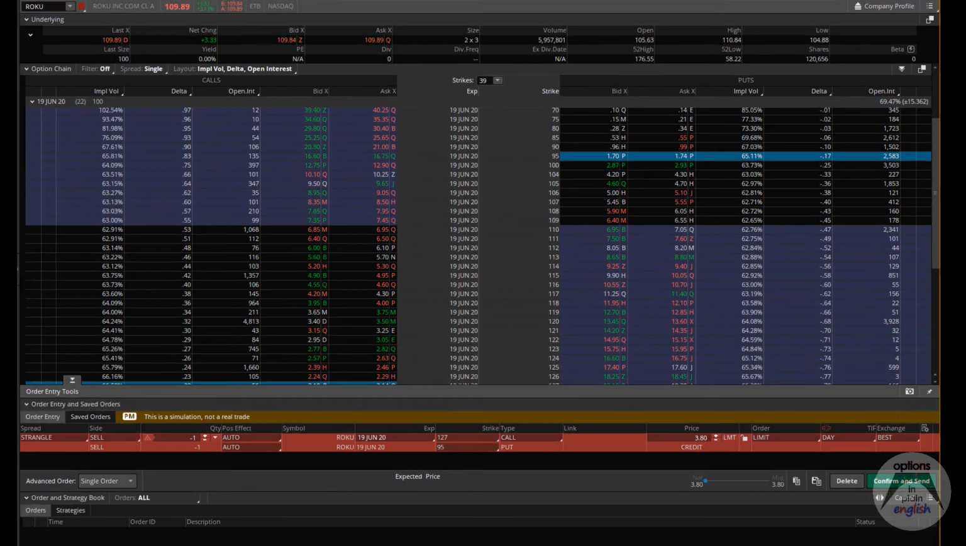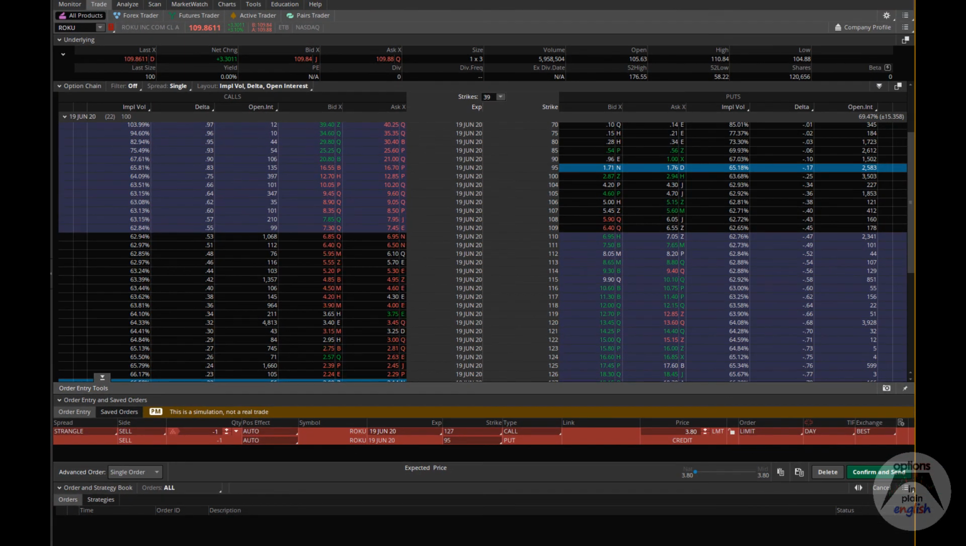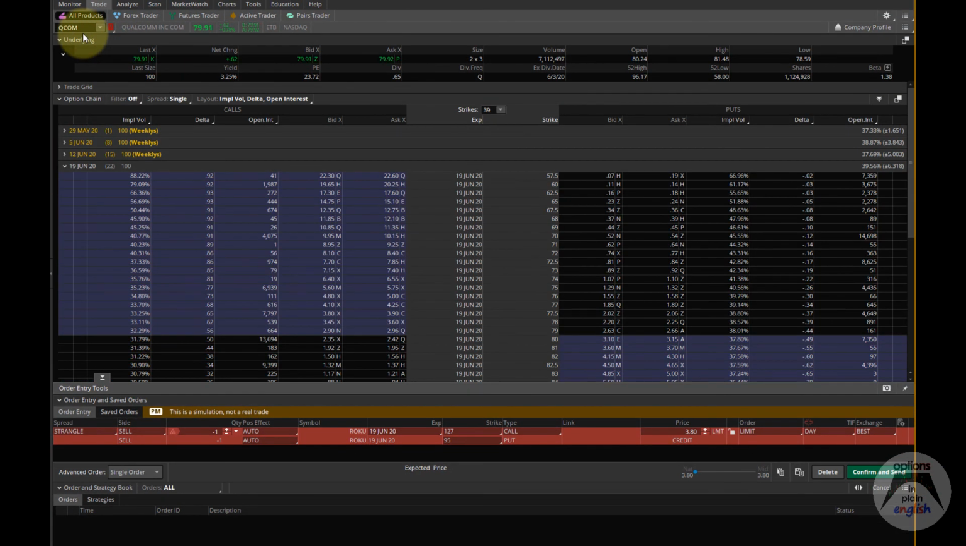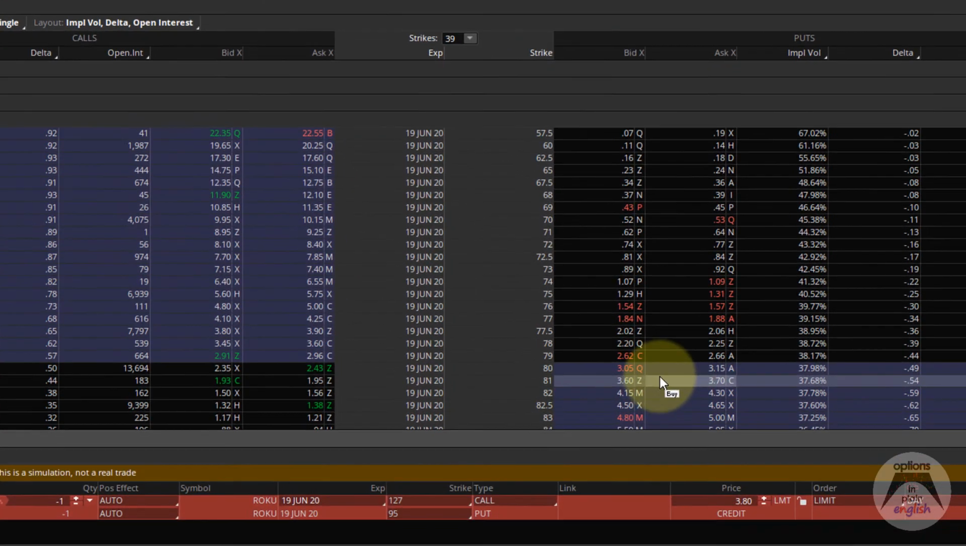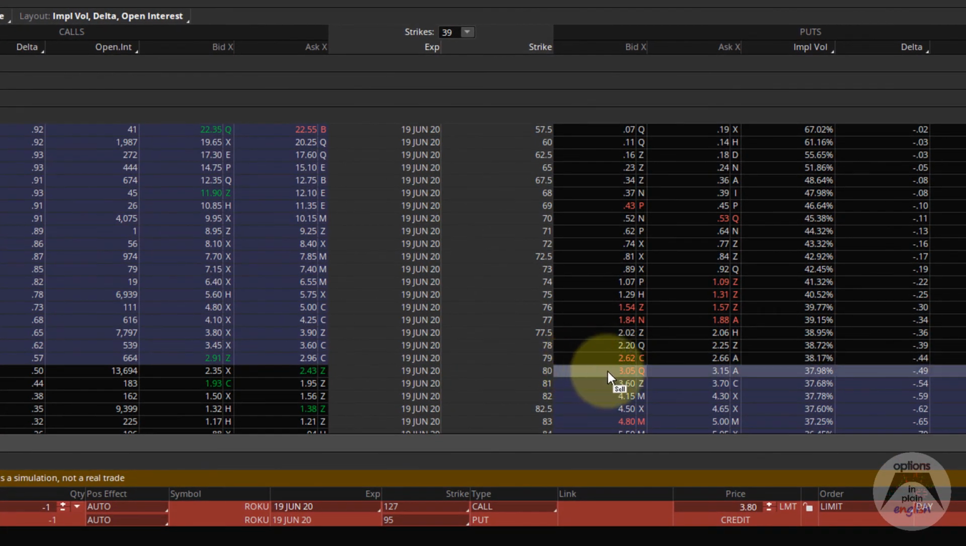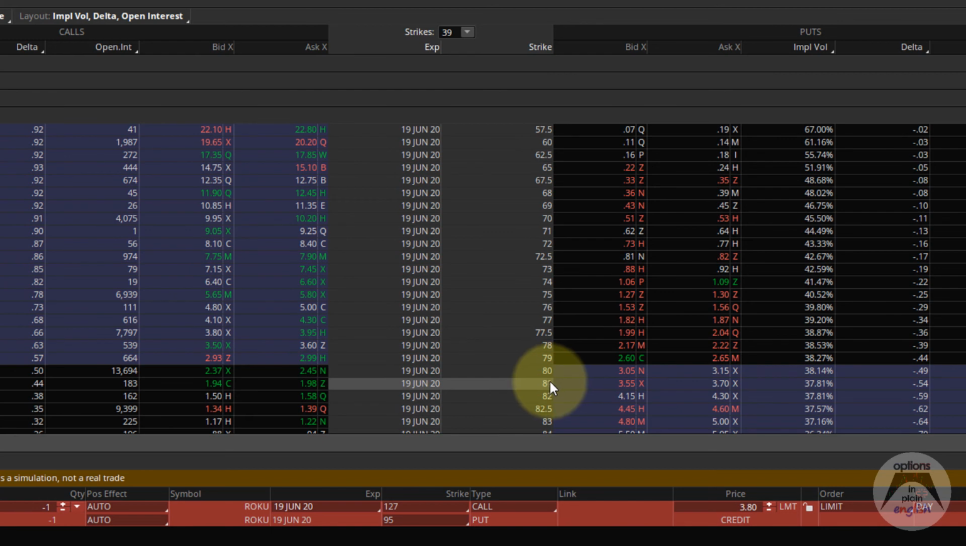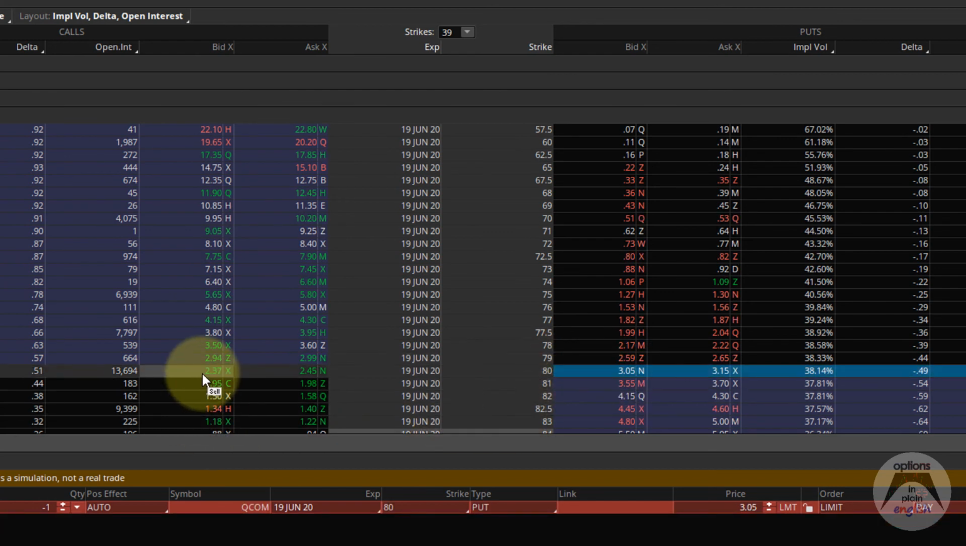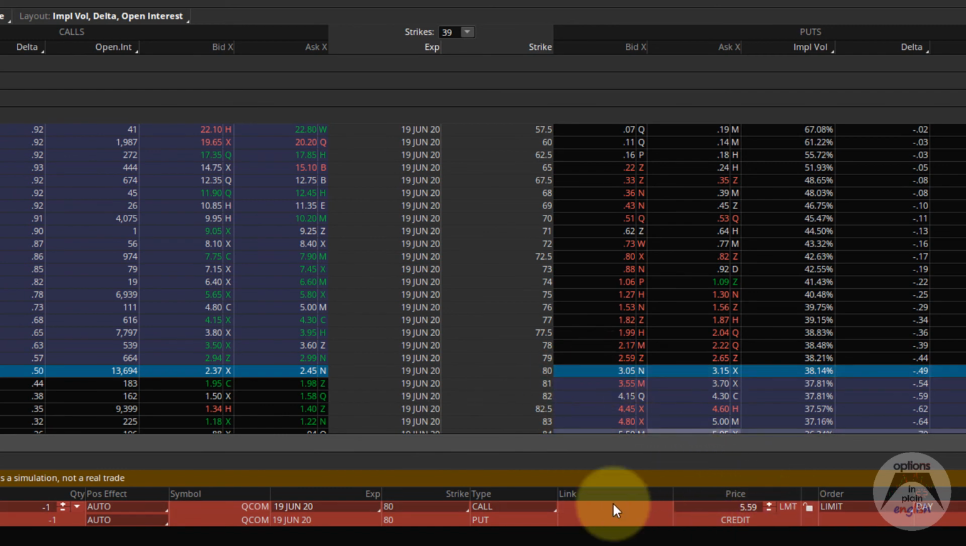Let's take another one. Oh, I got one right here. Qualcomm, QCOM, is trading at 79.91. So we're going to go to the at the money straddle at 80. The at the money straddle for Qualcomm is going to be the 80 strike price. So we're going to sell a put and sell a call.